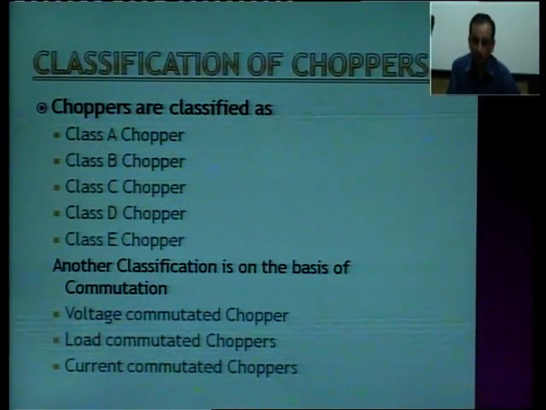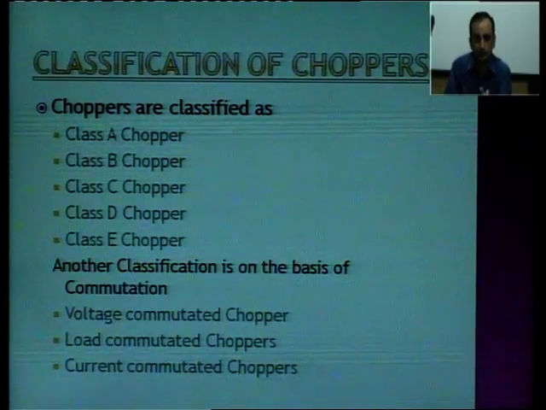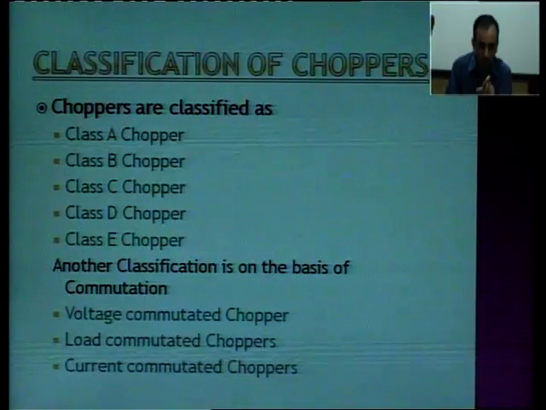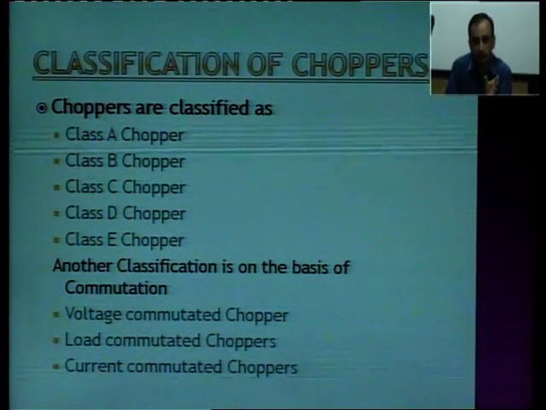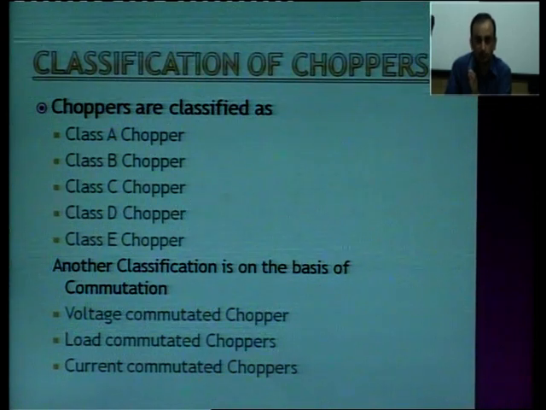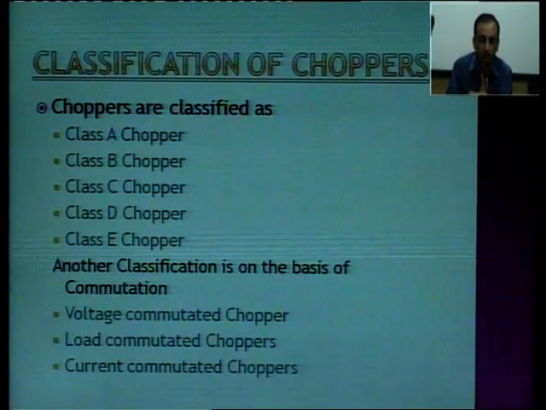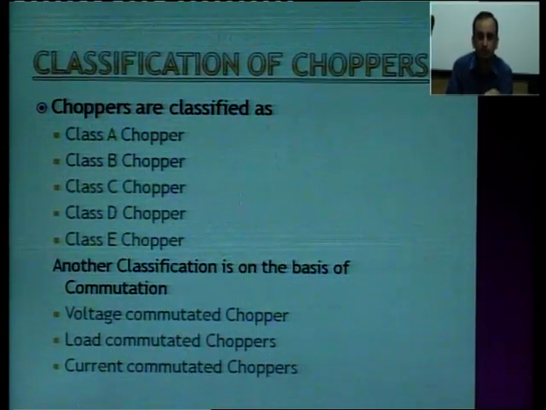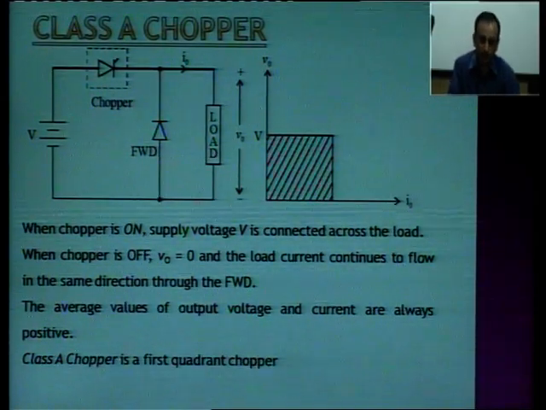Again, they are all under the category of commutation, but we need to understand the fundamental: where we want to operate our device, whether we want a positive voltage and positive current, a negative voltage and positive current, or in which quadrant we want to operate it. That is what is important, and the rest can be easily implemented. So, class A chopper, this is a circuit diagram for the class A chopper.